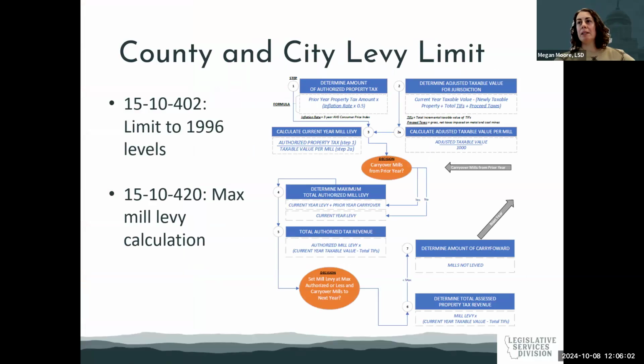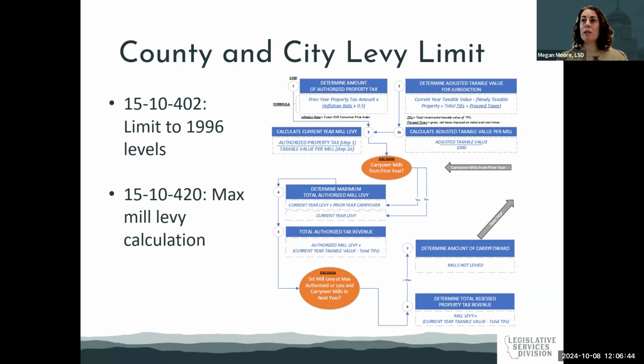So today we're going to talk about how mill levies are set, but not school levies. We're focusing on county and city levies, and this also applies to special districts. As you probably know, there's a limit on property taxes that exists in state law. It's in 15-10-402, and this is a limit to 1996 property tax levels. However, though that limit exists, the calculation in 15-10-420 does allow for some growth from inflation and newly taxable property so that the taxes being paid today are not at 1996 levels.